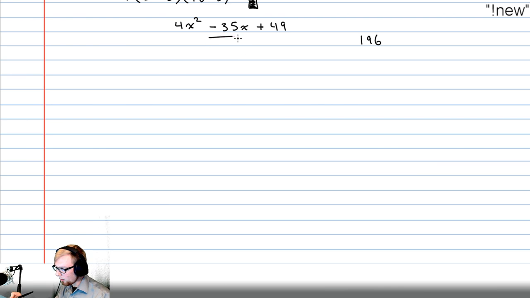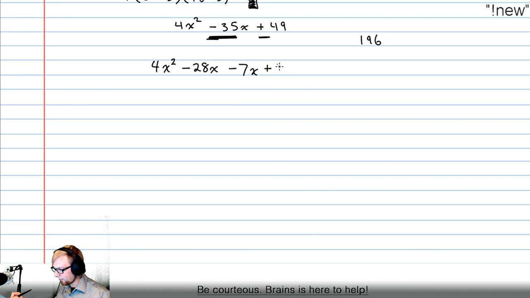Okay. So they have to multiply together to give you a positive, but add together to give you a negative. So they should both be negative, right? Right. So you'd have 4x squared minus 28x minus 7x plus 49. Okay. And then when I factored that, I took the 4x out, which left me with x minus 12.